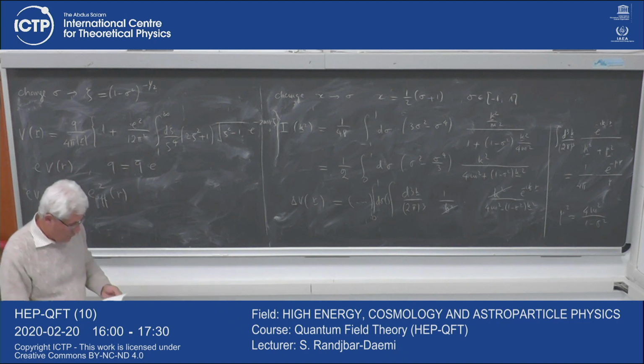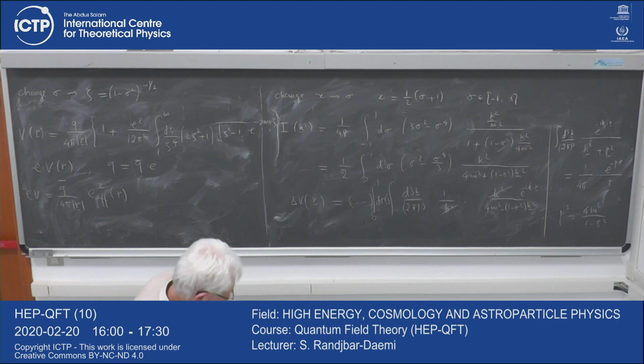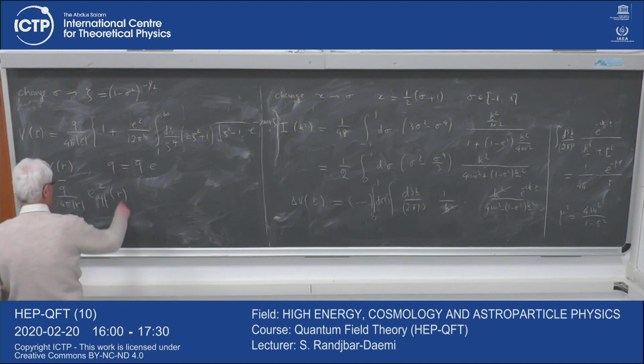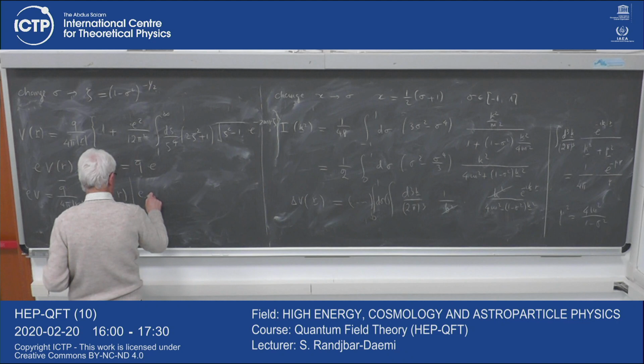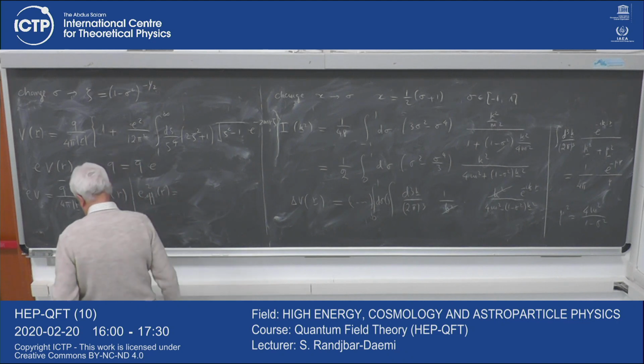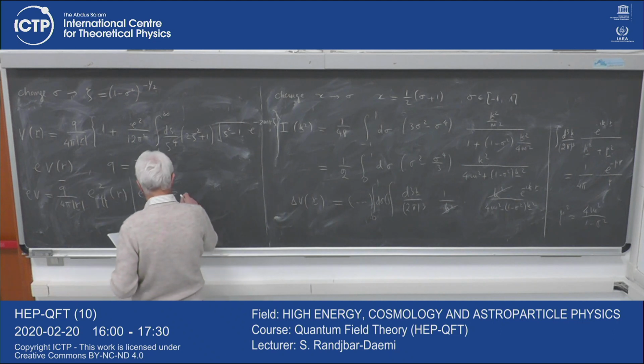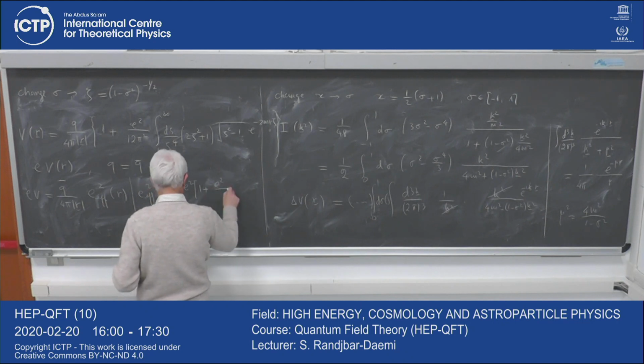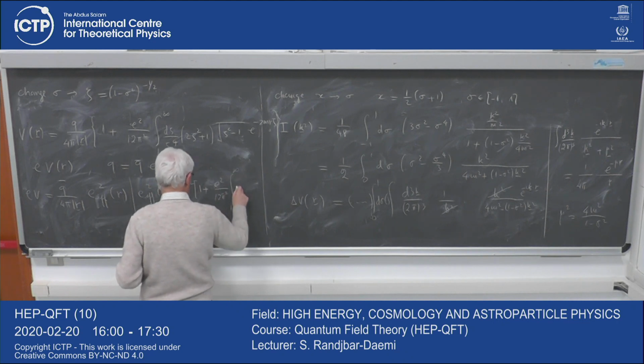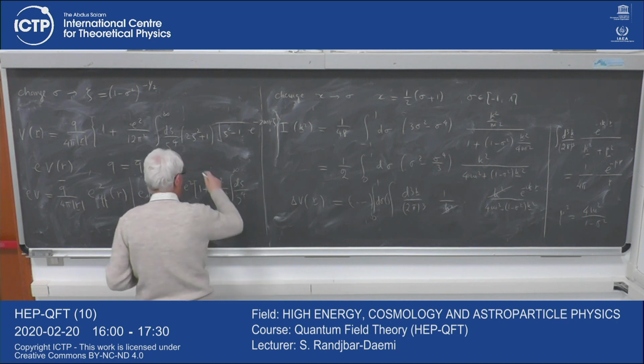So I can tell you then what's the effective charge. This e effective squared, which depends on the distance, is the e squared times 1 plus e squared divided by 12 pi squared, integral from 1 to infinity d zeta divided by zeta to the power 4 times the rest.